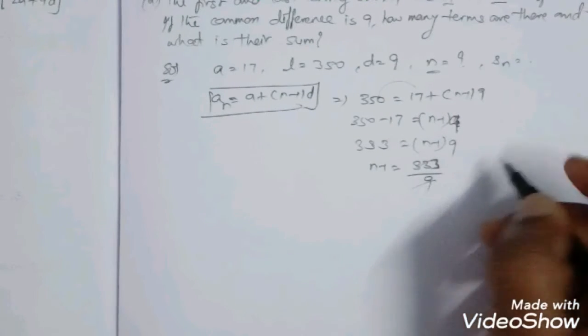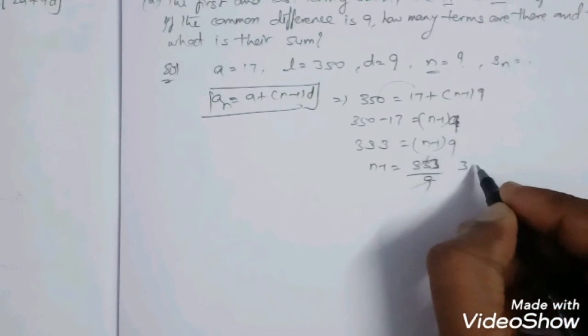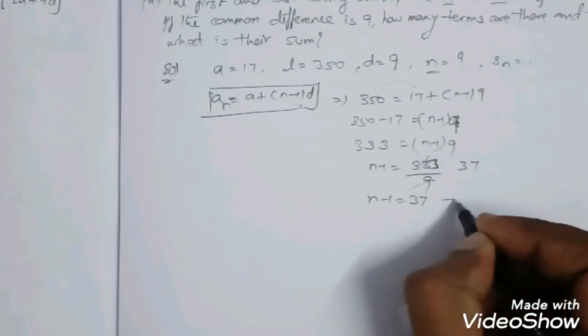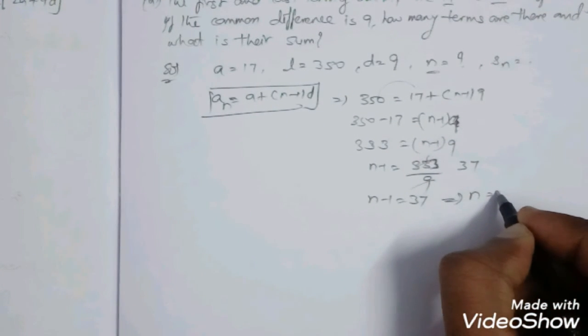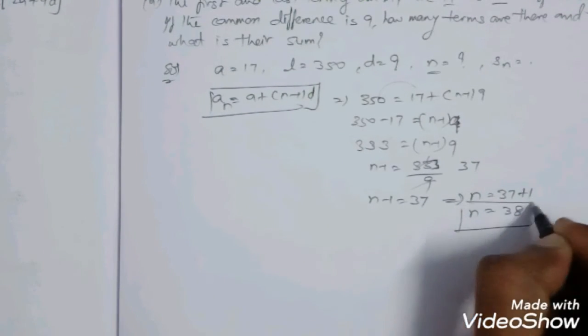Now divide this by 9, you will get n minus 1 is equal to 333 divided by 9. Now cancel this with 9 table. 9 3s are 27. 27 means you will get here 6, 9 7s are 63. So here n minus 1 is equal to 37. So that n is equal to 37 plus 1 is nothing but 38. Right. So here n value you got as 38.